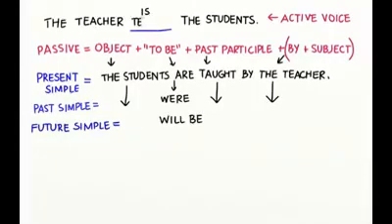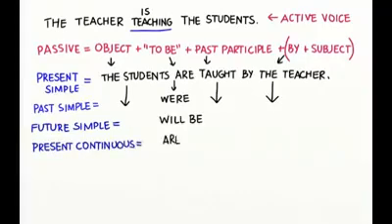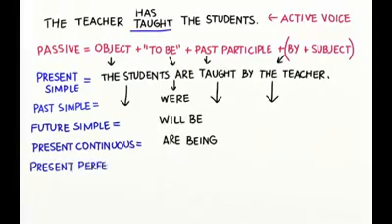And now the present continuous tense. The teacher is teaching the students. In passive voice, this sentence is, the students are being taught by the teacher. And now the present perfect tense. The teacher has taught the students. In passive voice, we say, the students have been taught by the teacher.